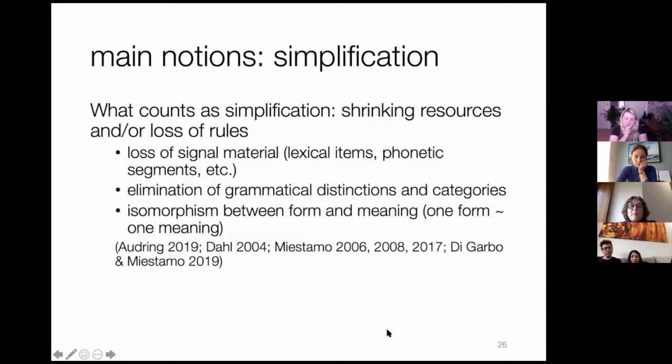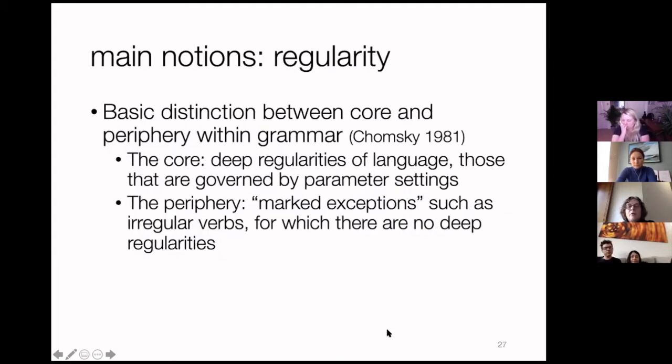And so what counts as simplification may be either shrinking resources or loss of rules. So you can lose signal materials such as lexical items, phonetic segments, and so on. You can eliminate grammatical distinctions and categories, like the elimination of inverse scope, which I just showed. Or it could also be that heritage languages establish isomorphism between form and meaning, where one form must have one meaning. So all these notions have been brought up in the discussion of complexity, and depending on which one you use, you can talk about things being more or less complex. So complexity seems to be a fairly elusive notion.